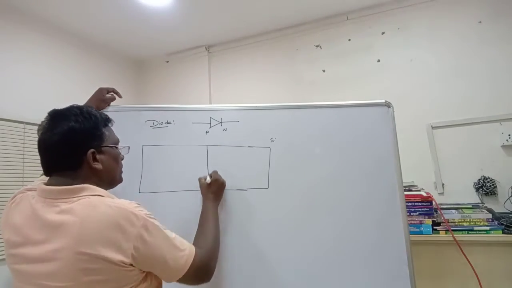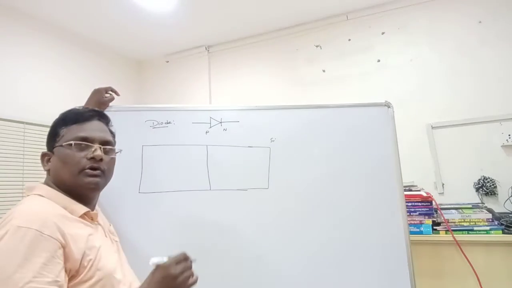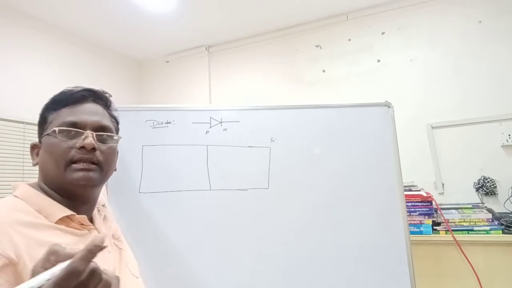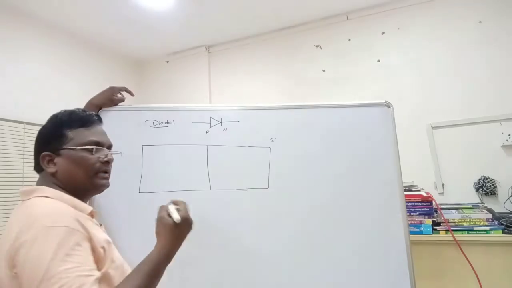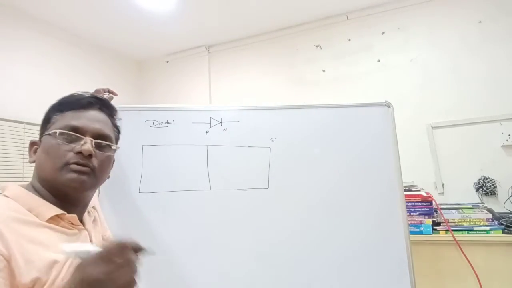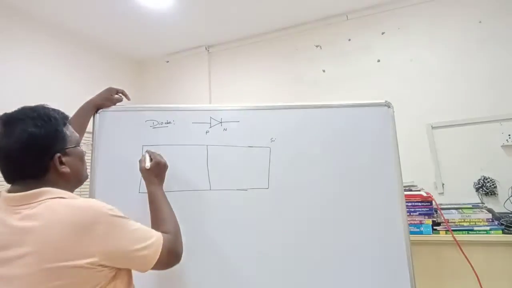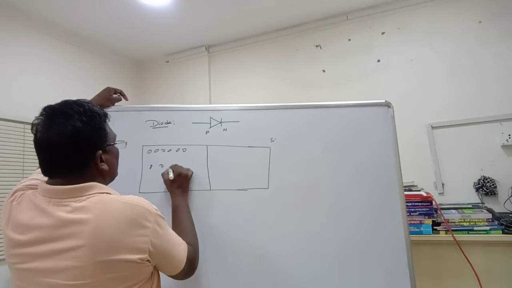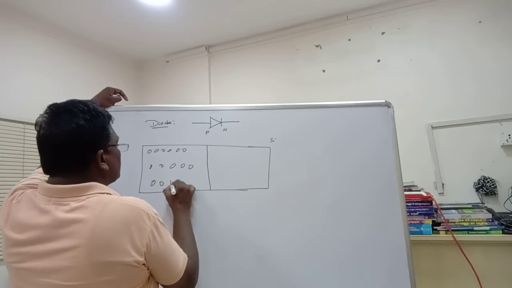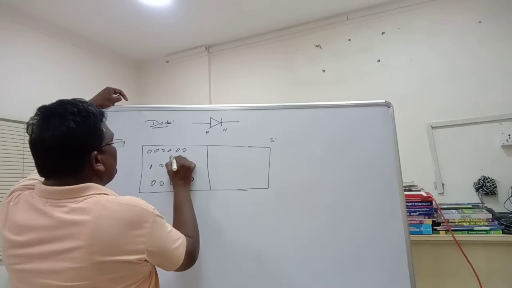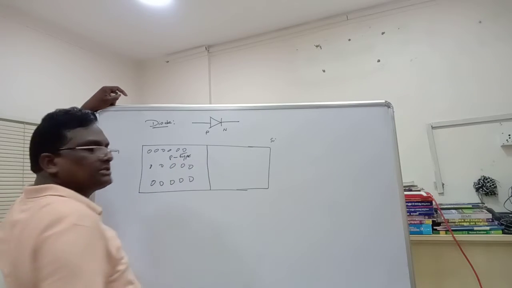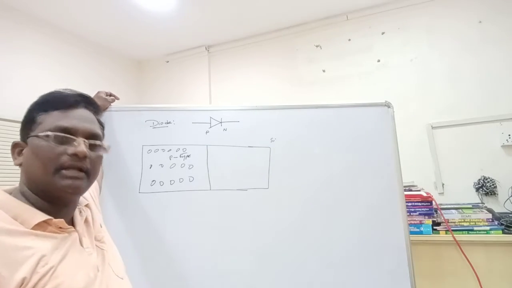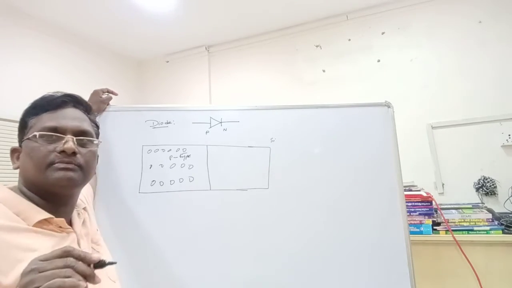Now half of the portion you dope with third group elements like gallium. If you dope with a third group element, the majority carriers are the holes. Holes are imaginary. So here the majority carriers are the holes, which means it becomes a P-type semiconductor, a positive type semiconductor.